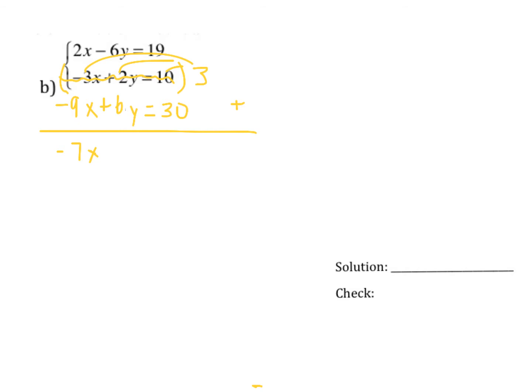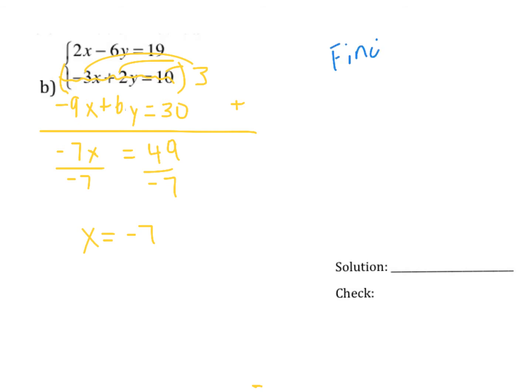Negative 6 plus positive 6y gives us no y, 0y. That's what we want. And then 19 plus 30 gives us 49. So the last thing to do is divide both sides by negative 7, and we get x equal to negative 7. So once we have x, we need to plug in that value so we can find y.